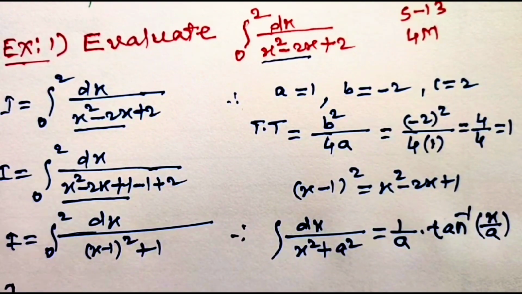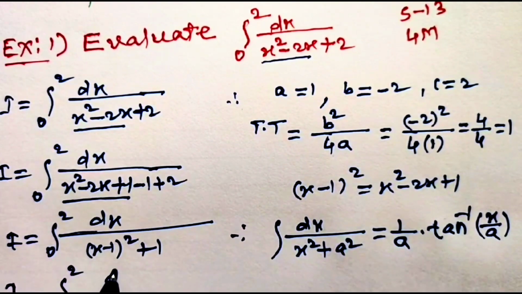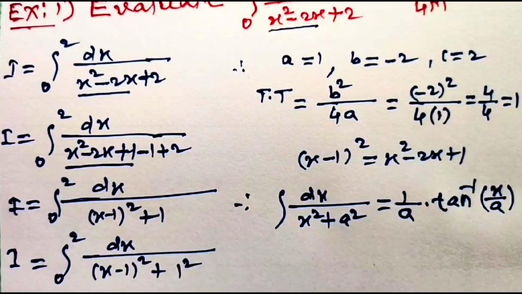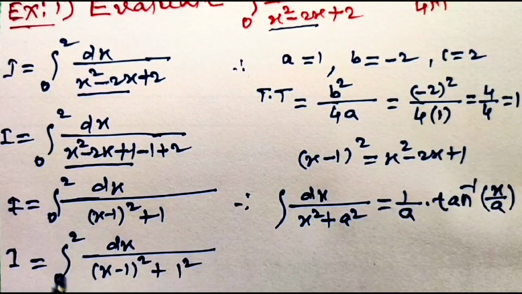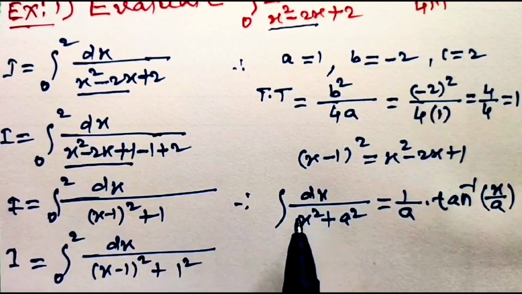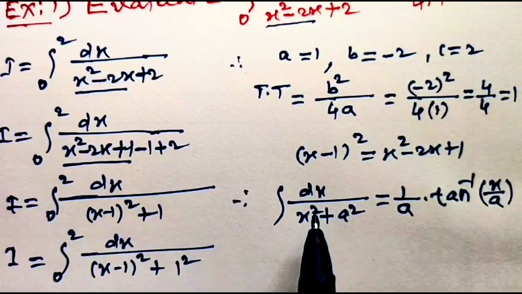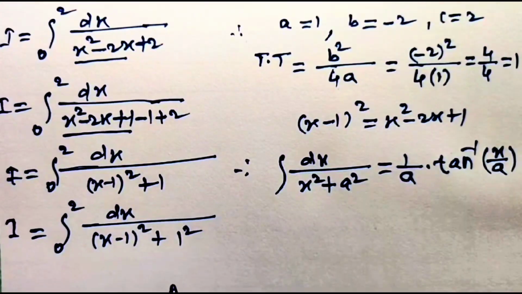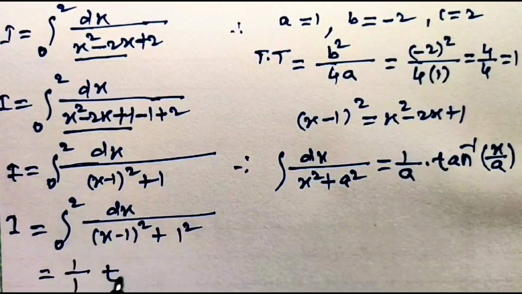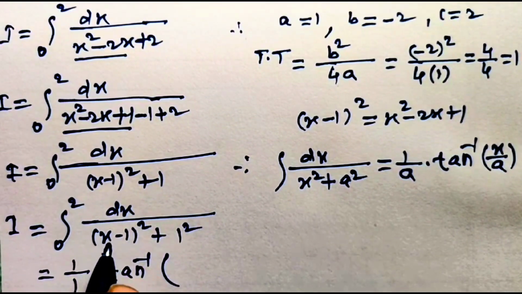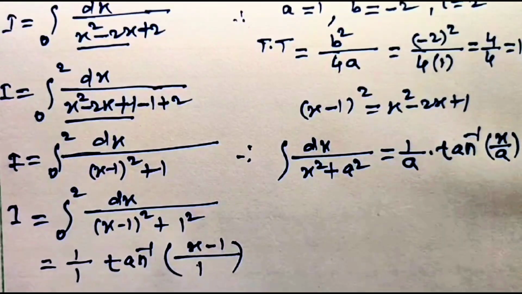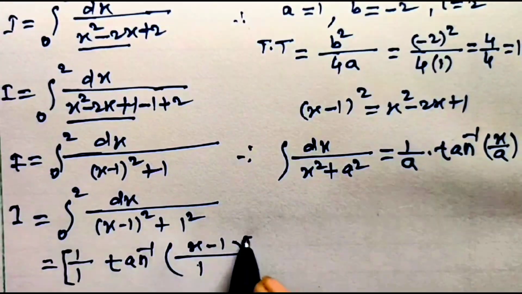Hence I is equal to integral from 0 to 2 dx divided by x minus 1 square plus this 1, you can write 1 square. I is equal to integral from 0 to 2 dx upon x minus 1 its square plus 1 square. Means we get the given integral in this form. This is a standard formula. Applying this formula, I is equal to 1 upon a, means 1 upon 1 tan inverse, here x is nothing but x minus 1 divided by a, which is 1, with limits from 0 to 2.